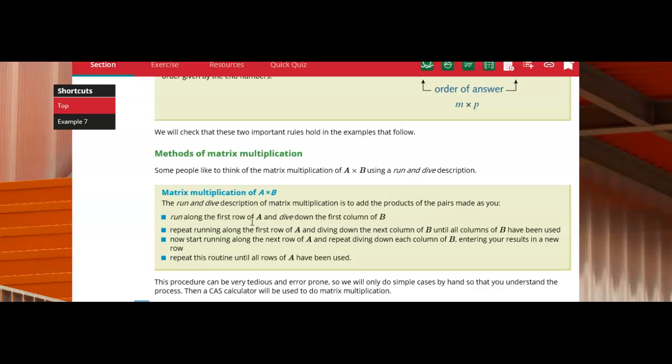So run along the first row of A and dive down the first column of B. And then repeat, running along the first row of A and diving down the next column of B. So we go across and down. That is a good way to remember it, because the confusing part can come from, well, do I do the rows first or the columns? So if you're running and then going down, run, then dive down.